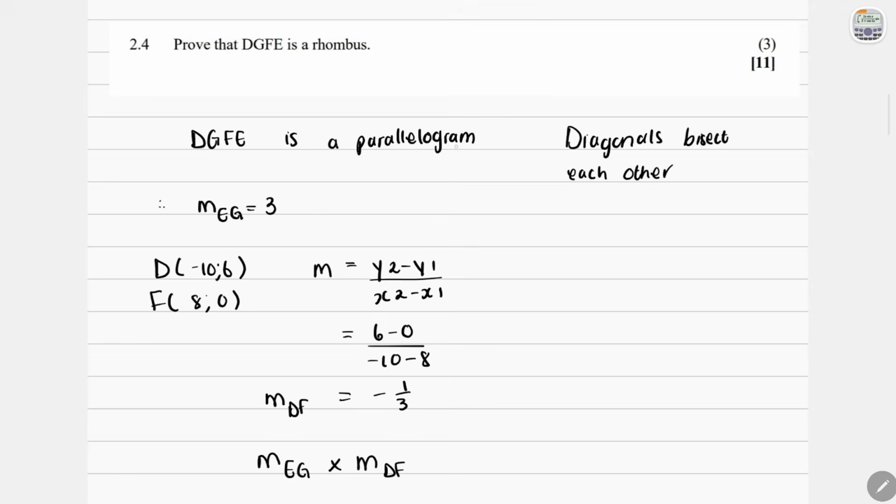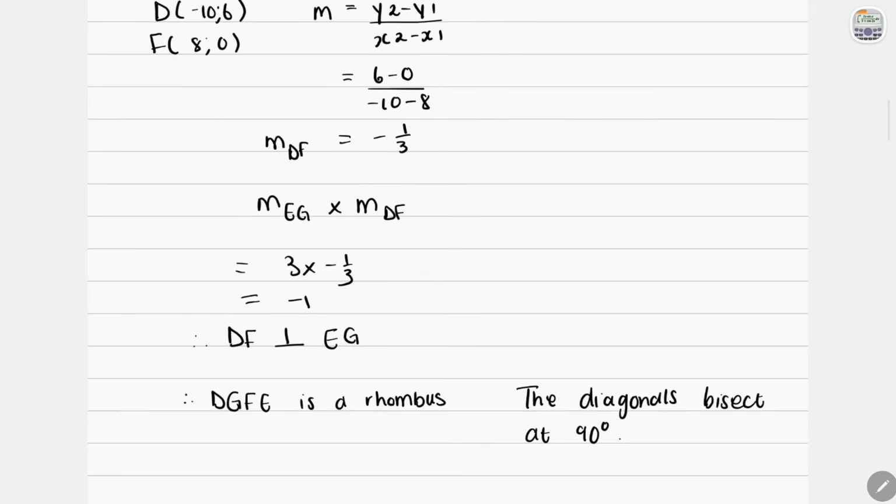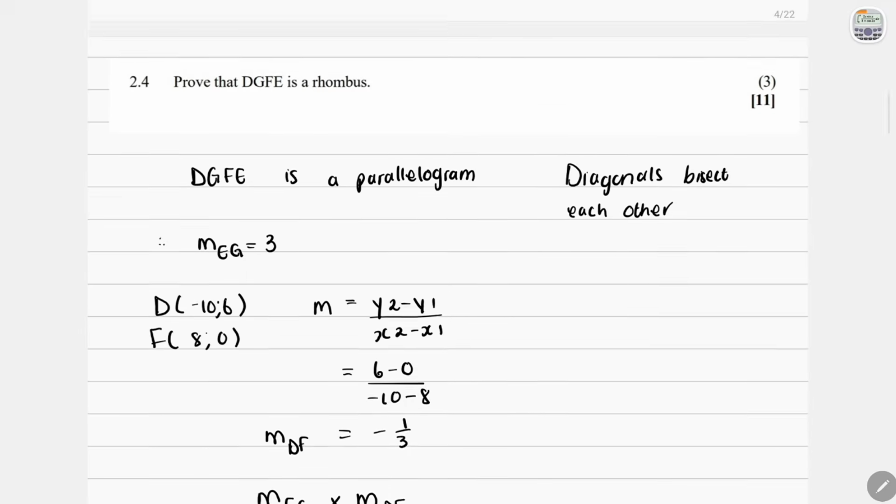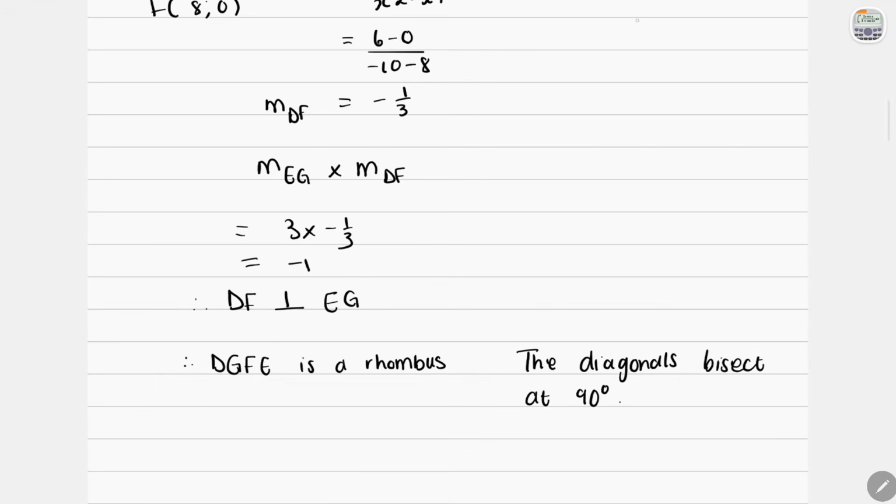So to prove a shape is a rhombus, you prove it's a parallelogram first, and then one of those two properties. And that is our answer, and that is it for question 2.